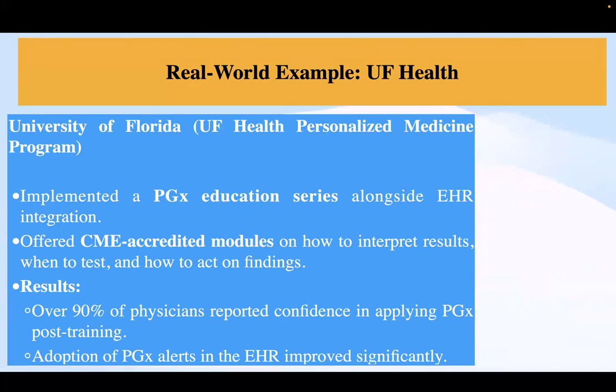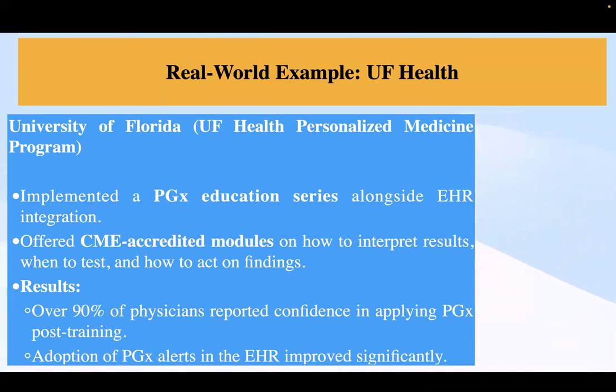That is very important, right? First of all, you need to understand how to interpret the result. Next is when to test and when not to, and how to act on findings. If you find anything, what the next step is, is very important. The result of launching this program is that over 90% of physicians reported confidence in applying pharmacogenomics post training, and adoption of pharmacogenomics alerts in the electronic health records also improved significantly.